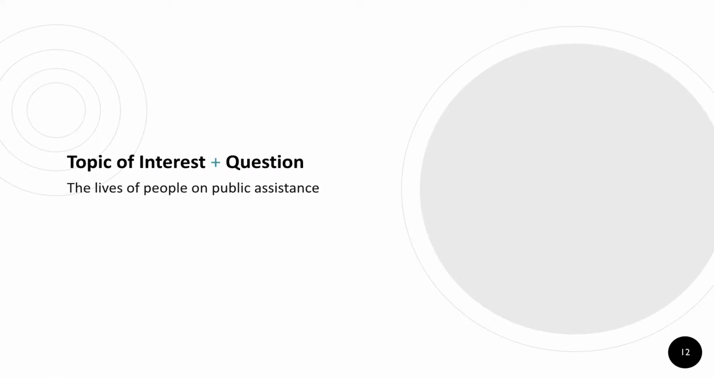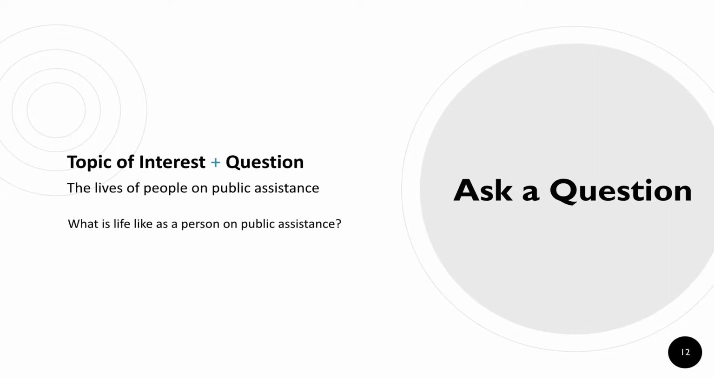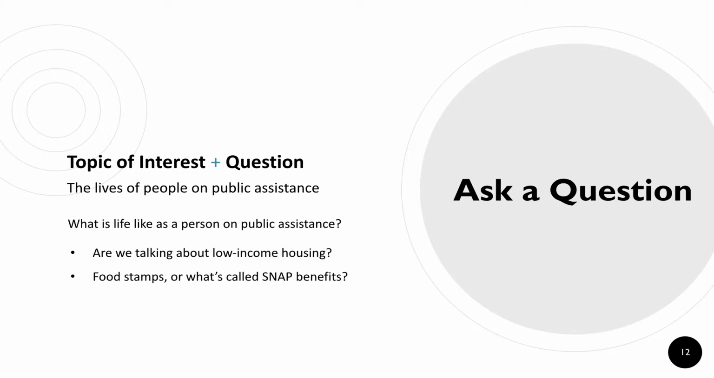Let's say you're interested in the lives of people on public assistance. That's the topic. Do you think asking, what is life like as a person on public assistance, is a good focused question? What would your thesis be if so? How many factors would go into answering this question? Are we talking about low-income housing, food stamps, or what's called SNAP benefits?